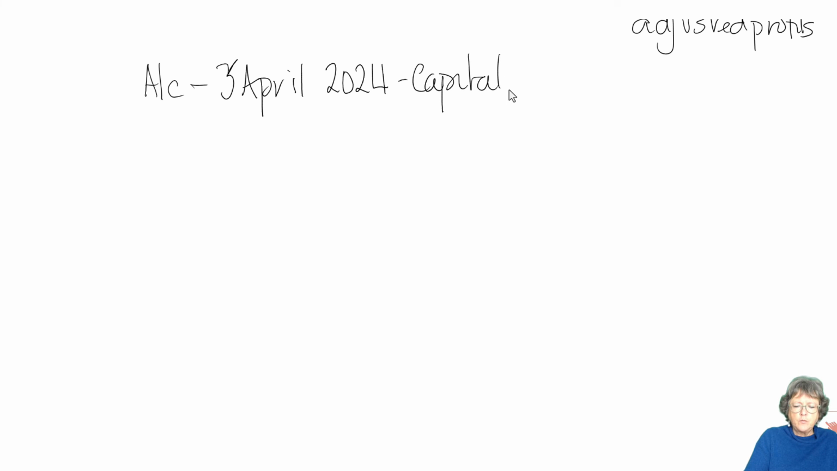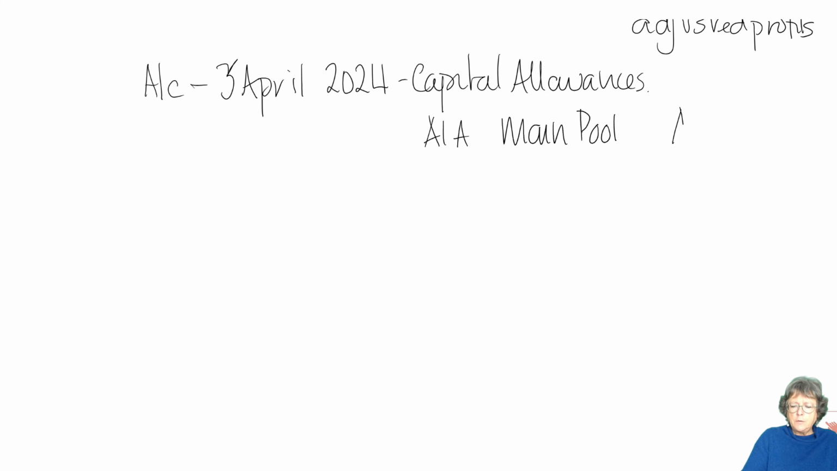So it's the accounting year, it's a 5th of April accounting year. Treat that exactly the same as you would a 31st of March. And it's a capital allowances computation. So we have AIA, a main pool, and some allowances.